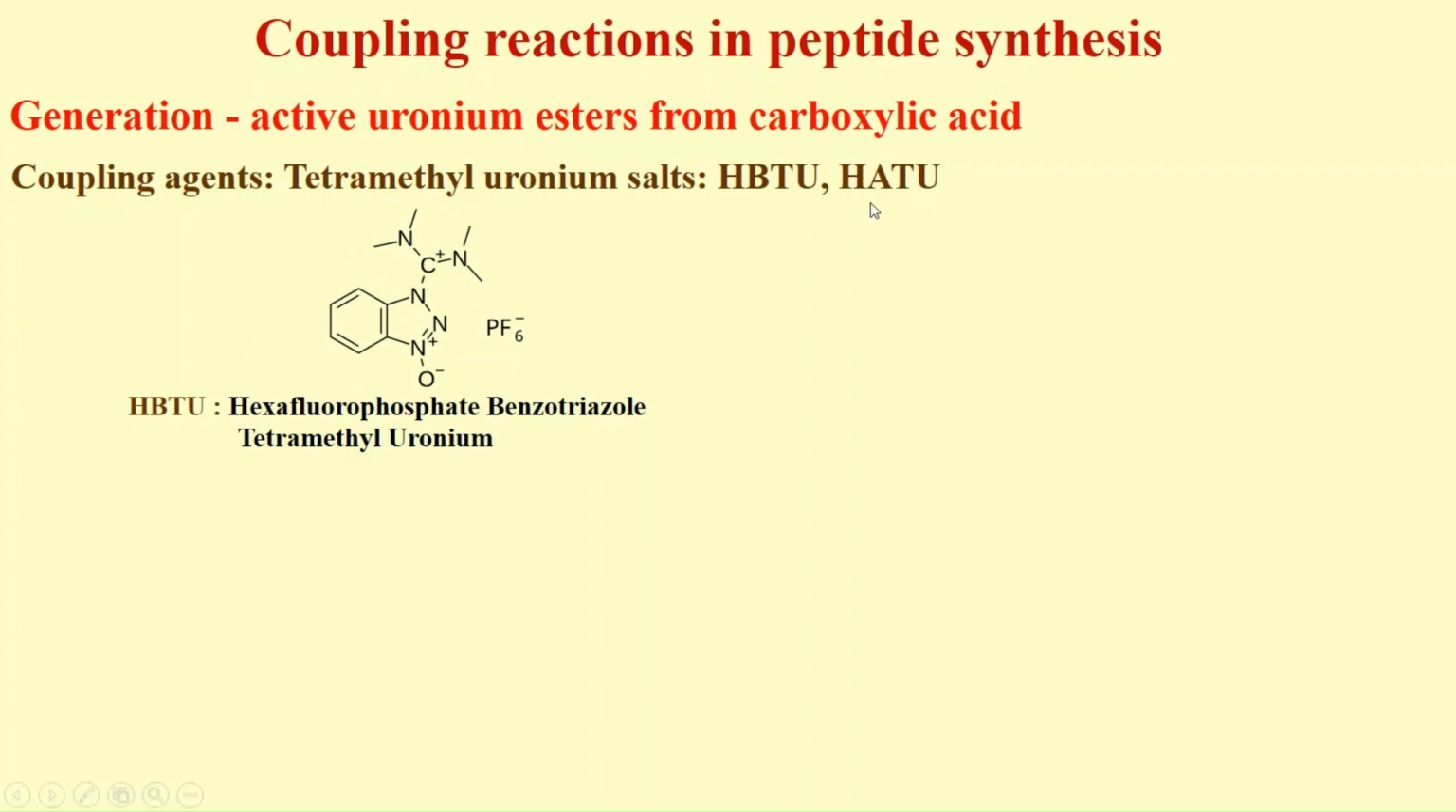HATU is the isostere of HBTU. In the benzene ring, one of the carbons here is replaced by nitrogen in HATU. Here you see the nitrogen, the carbon over here is replaced by nitrogen and it gives HATU. HBTU converts to HATU. What is this HATU?